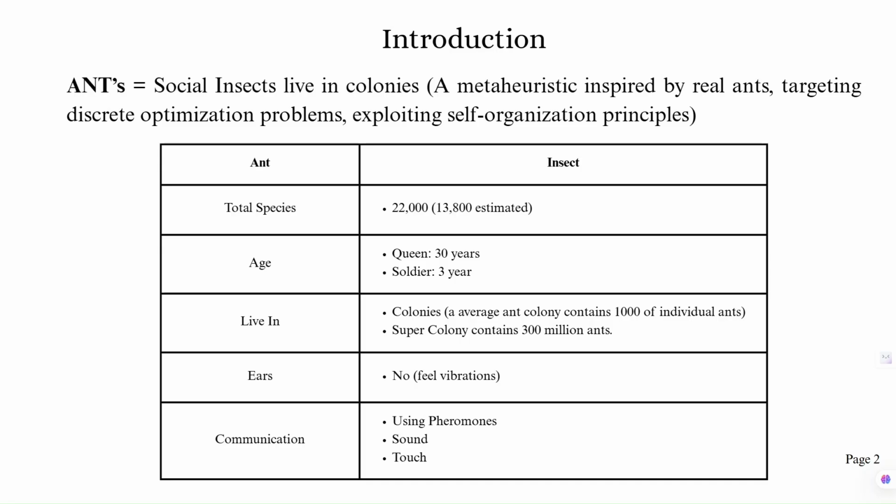There are an estimated 13,800 to 22,000 species of ants. A queen ant can live up to 30 years, while a soldier ant's lifespan is around 3 years. Ants live in colonies, with an average colony containing thousands of individual ants. Some super colonies can even house up to 300 million ants. Ants do not have ears, they perceive vibration. Their primary modes of communication are through pheromones, sounds, and touch.